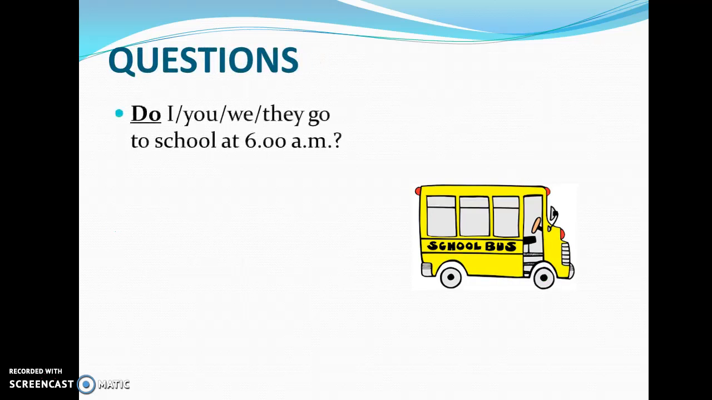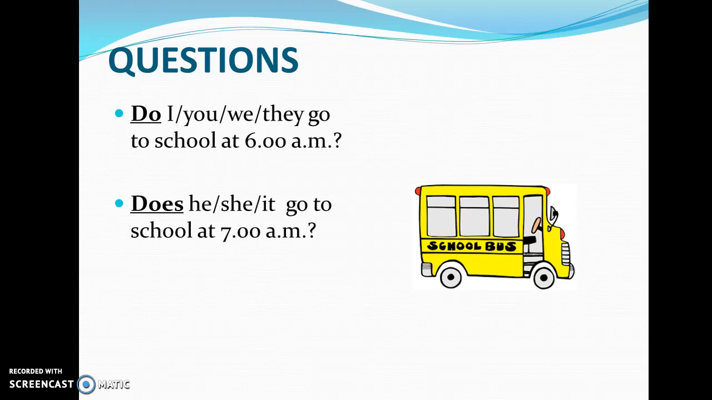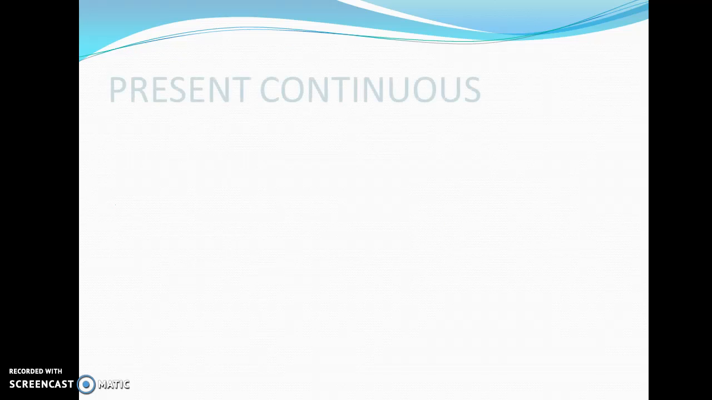Okay, for questions, we begin with the auxiliary. Do I, we, you, they go to school at 6 a.m.? We answer these questions with yes or no. Does he, she, it go to school at 7 a.m.? The answers for this kind of questions would be yes, I do, no, I don't, yes, they do, no, they don't. Yes, he does, no, he doesn't. And for WH questions, we just include the WH question word before the auxiliary, and that's it.